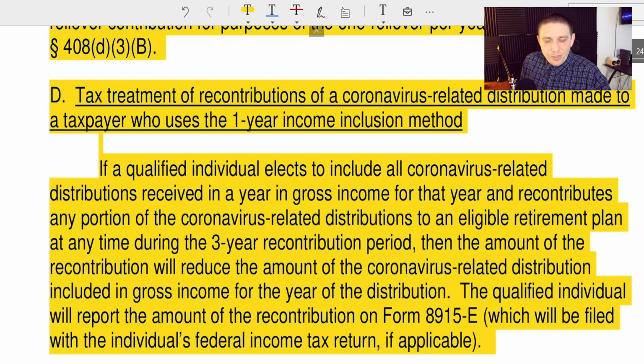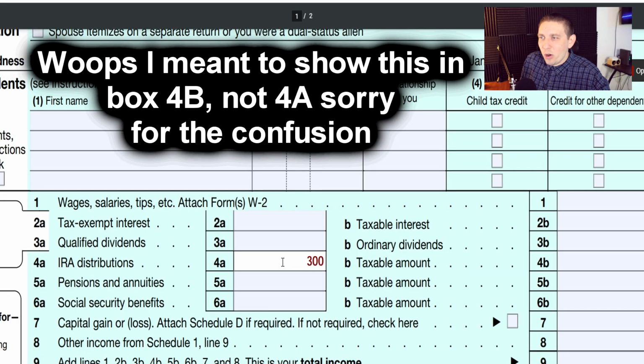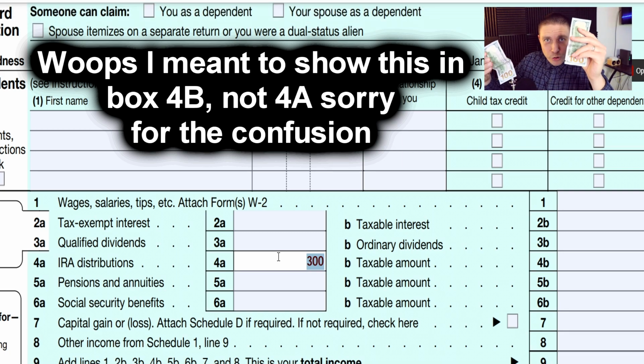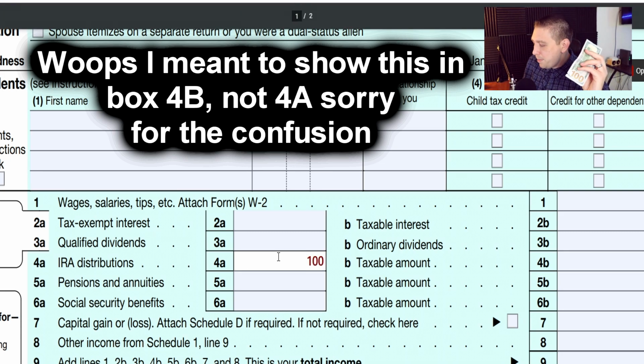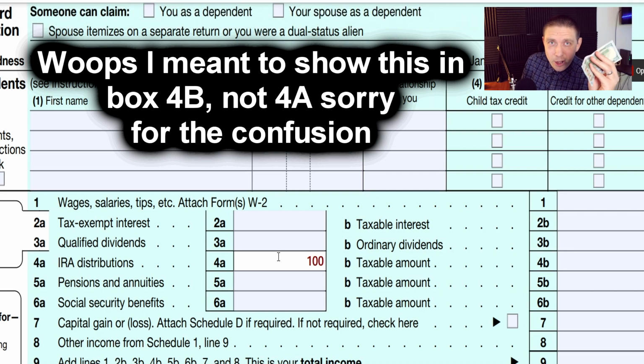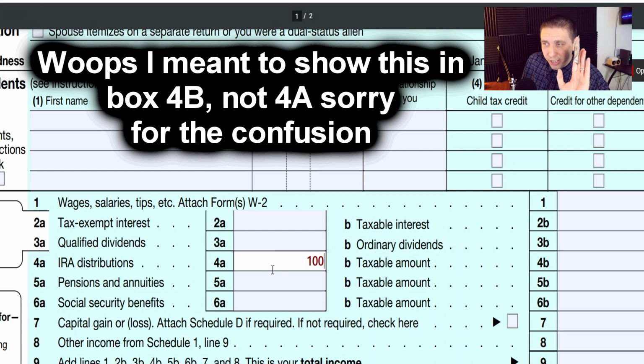So if I'm going to report on my 1040 form, if I'm going to show it all at once, like the full $300, but I recontribute $200 of this, then I should only pay tax on $100, right? So at the end of the day, I took out $300, but I put $200 back, all in the same year. So, and before the due date of my tax return for 2020, then I'm only going to show $100 here. So that's what it's going to do.